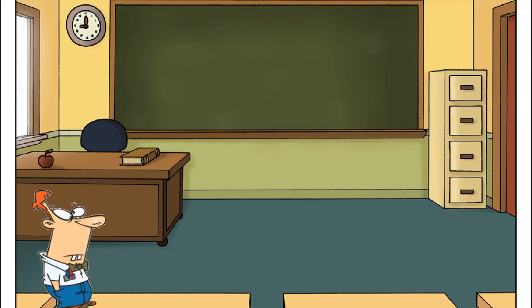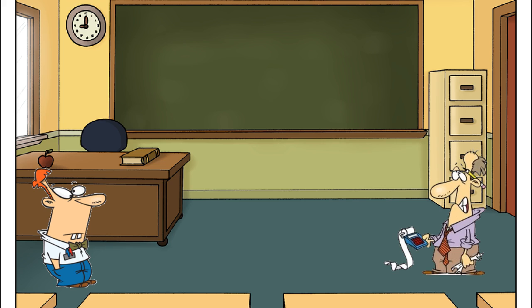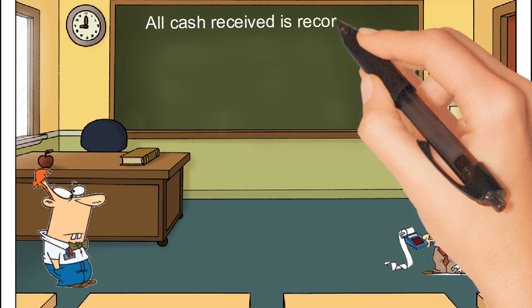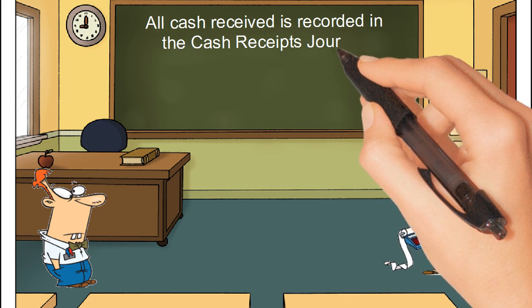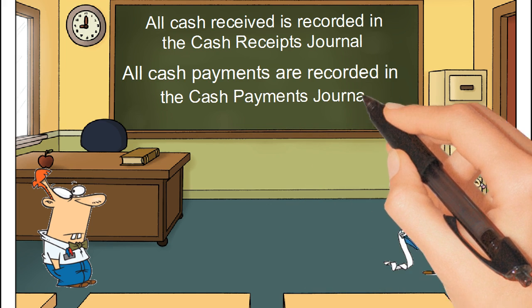I am a little confused. Can you provide some additional guidance? Some examples will help. All cash received is recorded in the cash receipts journal. All cash payments are recorded in the cash payments journal.